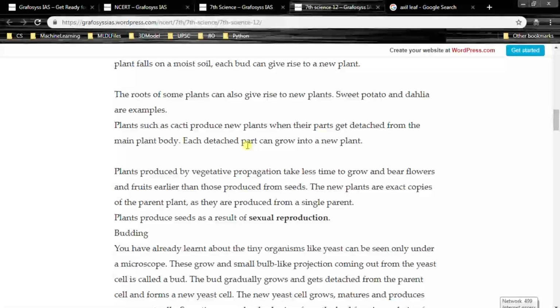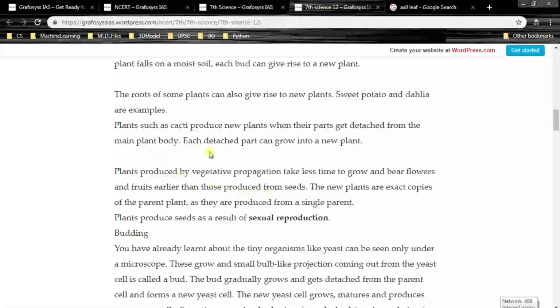So each detached part in cactus and all can grow into a new plant. Plants produced by vegetative propagation take less time to grow and bear flowers and fruits earlier than those produced from seeds. The new plants are exact copies of the parent plant as they are produced from a single parent.